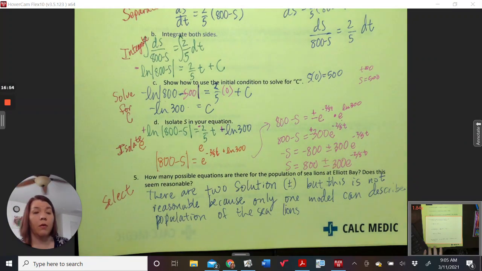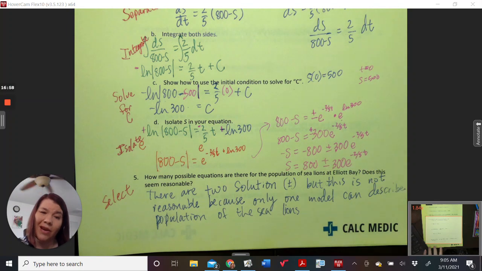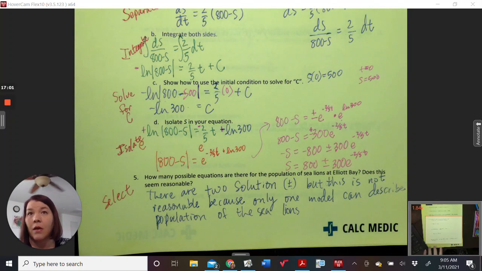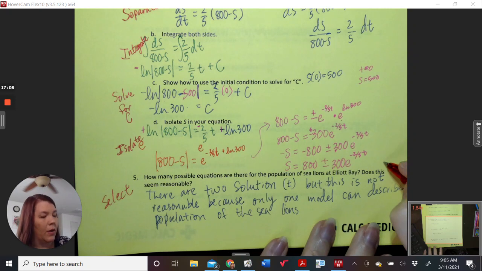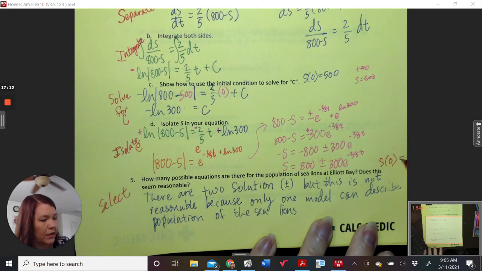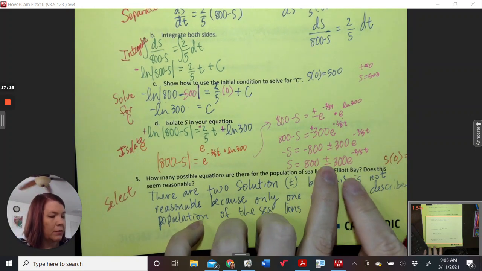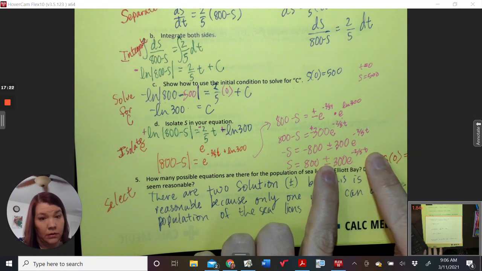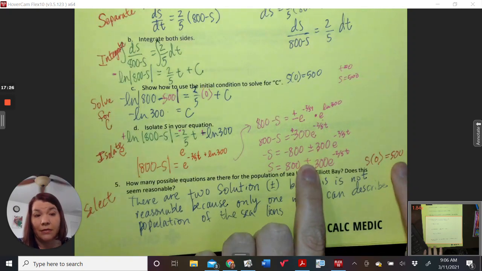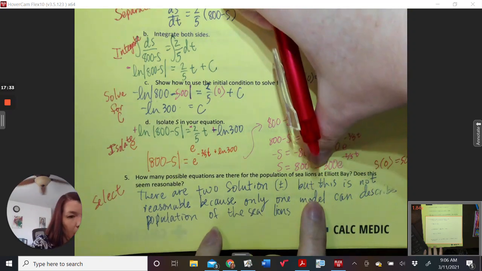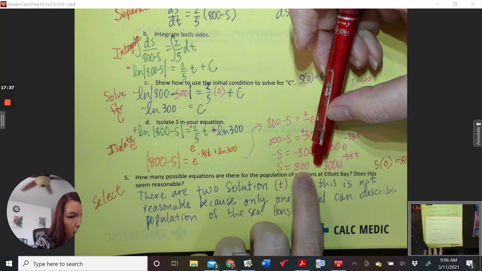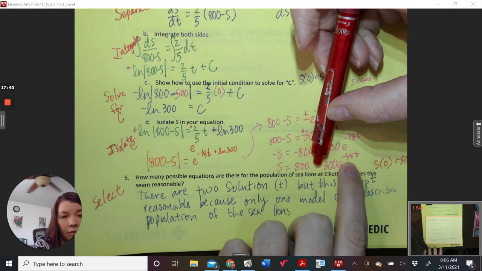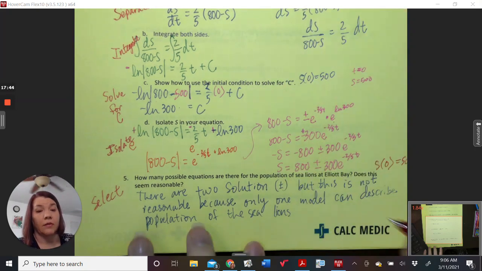Well, it's very simple. S of 0 is 500. So which one satisfies that? Remember that when I plug in 0, I'm supposed to get 500. So I'll plug 0 into my positive. I'll get 800 plus 300, e to the 0 is 1, so 800 plus 300, which is not 500. 800 plus 300 is 1100. When I plug it into the minus equation, 800 minus 300, e to the 0 is 1, so that one is 500. That's the one I'm going to choose. And again, I chose that because it satisfied the initial condition.